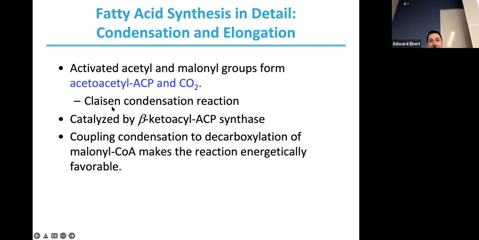And going back to organic chemistry, it's an example of the Claisen condensation. Right. And this is our beta ketoacyl ACP synthase, or our KS region of that fatty acid synthase in there. The neat thing, the reason that this becomes favorable is that condensation is coupled to the decarboxylation, and that allows this to be energetically favorable.